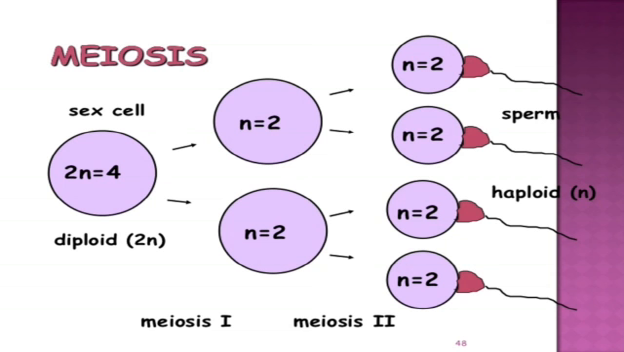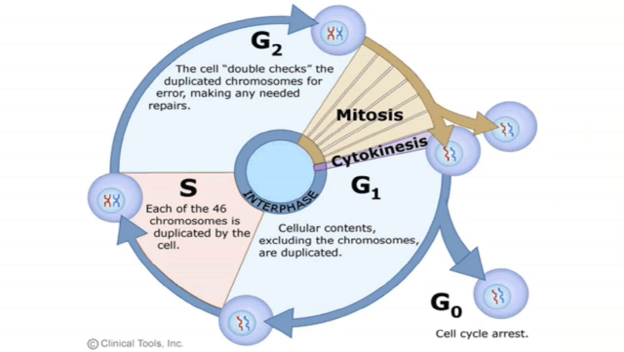Like mitosis, meiosis also begins after the cell completes the G1 phase, S phase, and G2 phase of interphase. In the G1 stage, all the cellular contents excluding the chromosomes are duplicated. In the S phase, each of the 46 chromosomes is duplicated by the cell. In the G2 phase, the cell double checks the duplicated chromosomes for any error and makes any needed repairs.